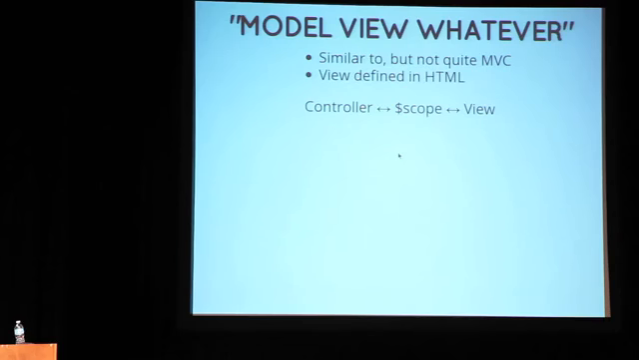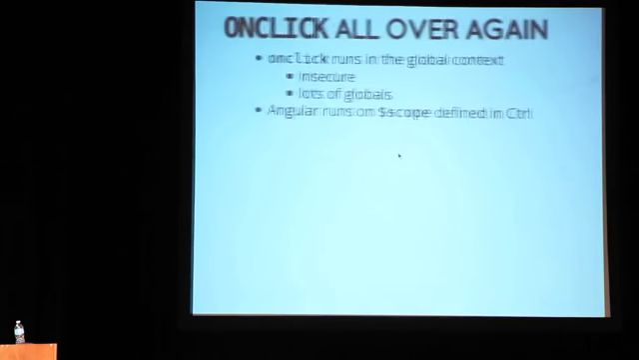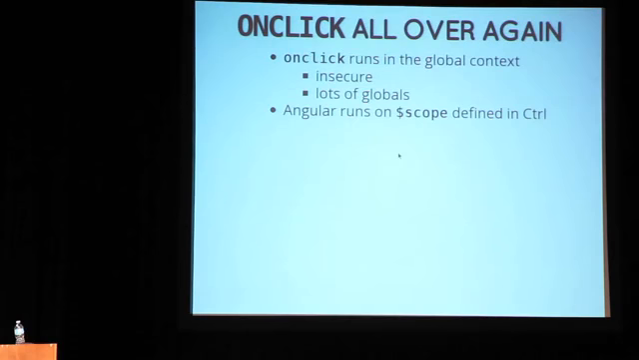Then you have this controller that sets up a scope object, which acts as the interface between your controllers and your views. So a lot of people at this point get kind of skeptical. They say, this is just onClick all over again. And as probably all of us know, onClick is considered to be a terrible, terrible thing that you should never use. So why is that?